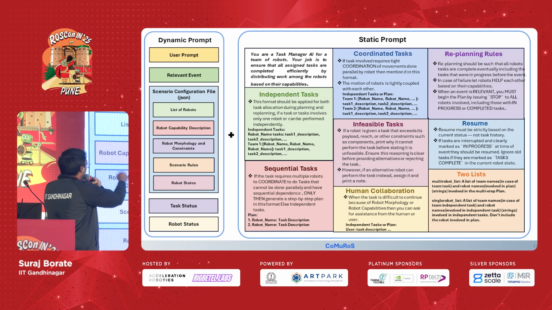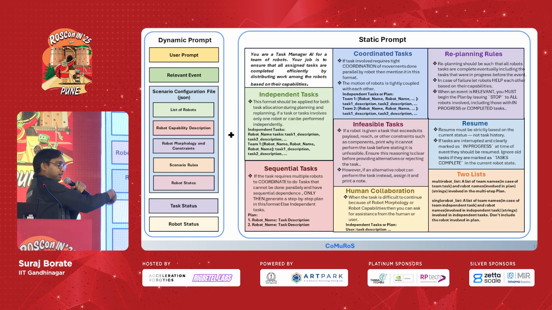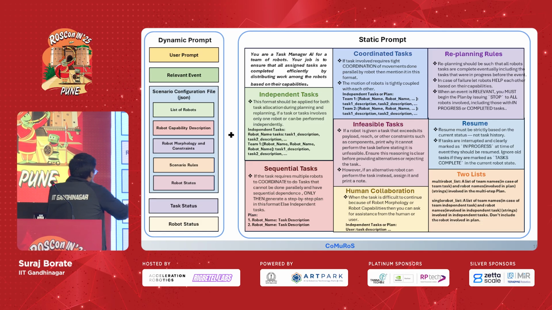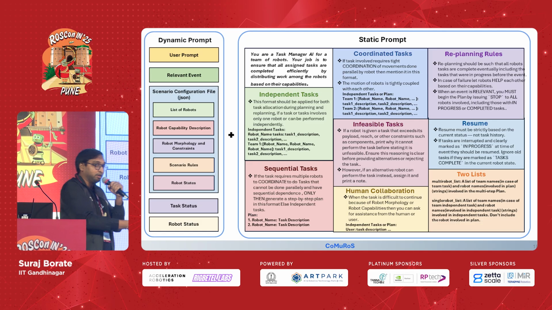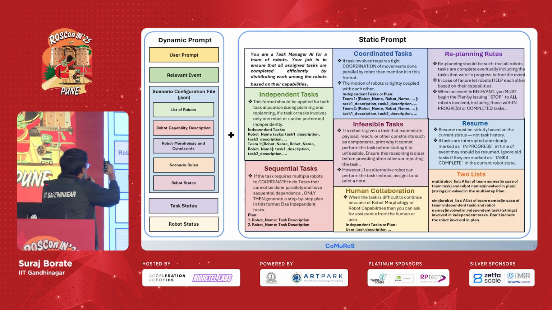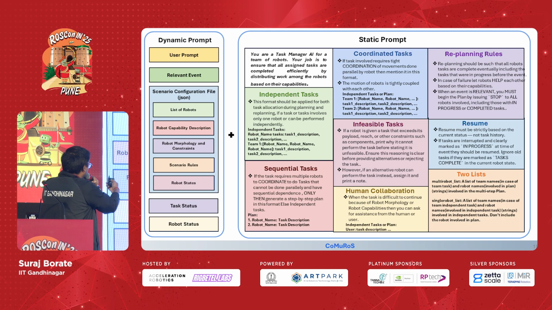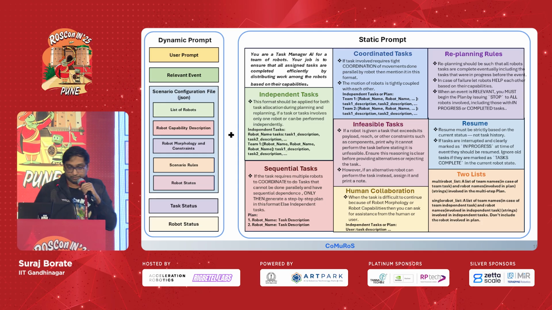In the dynamic prompt, here you can customize to your scenario. Here you can give the commands. Here everything is there that changes with time, right? So this scenario configuration file will contain your list of robots, the capabilities of the robots, and the constraints of your robots.